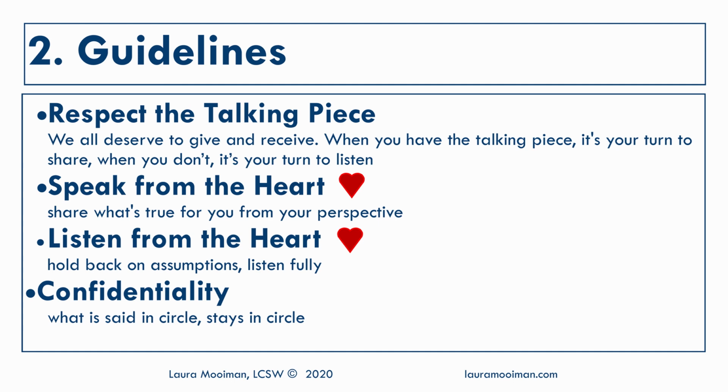So after you've clearly stated the purpose of the circle, then you gain agreement on the guidelines and you post them where everyone can see it. Common examples of guidelines might include respect the talking piece. So talk about why we all deserve to give and to receive. And when you have the talking piece, it's your turn to share. And when you don't, it's your turn to listen.